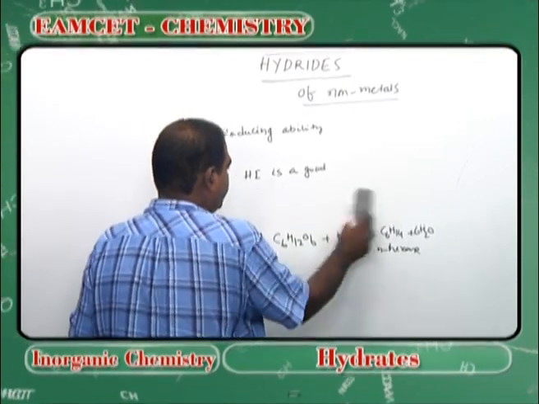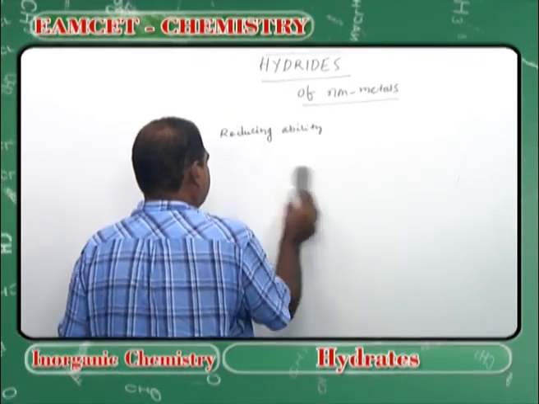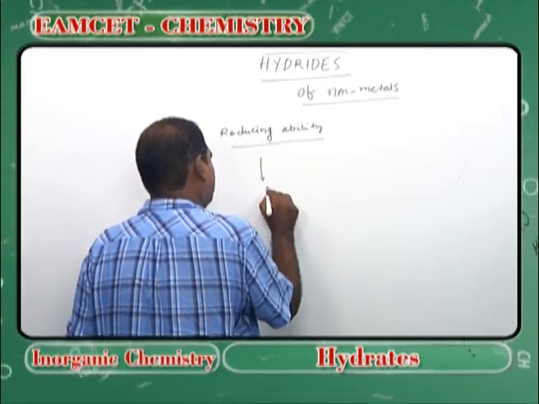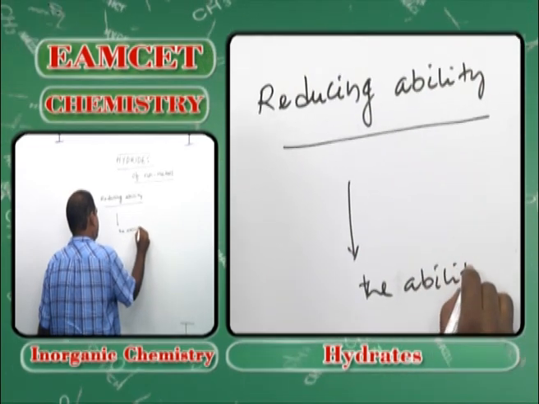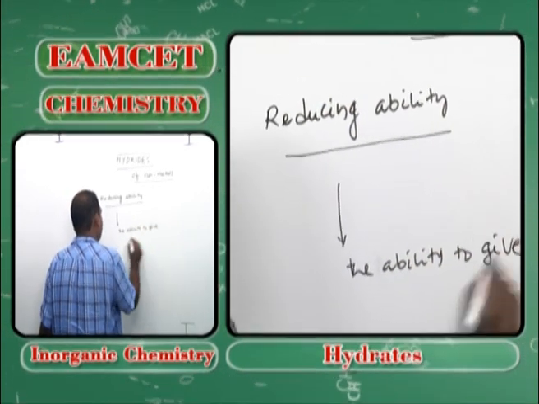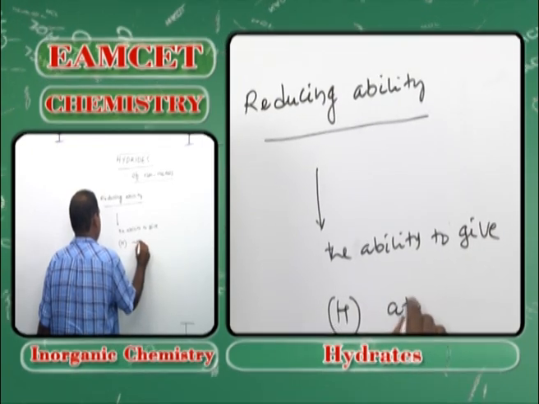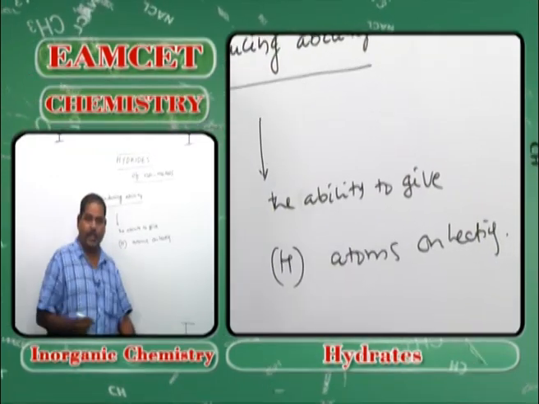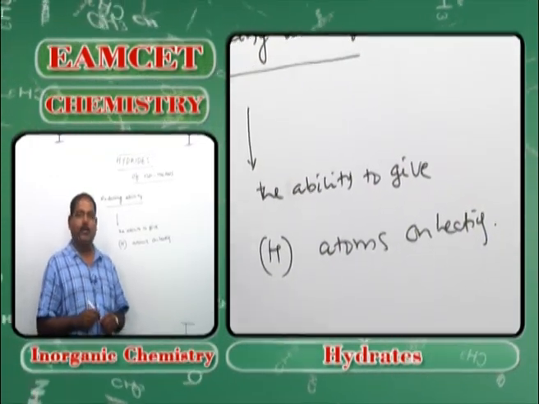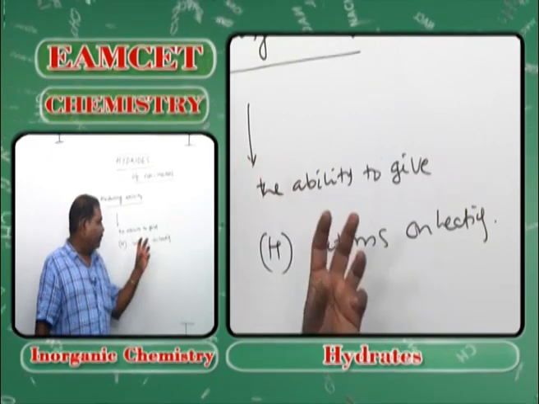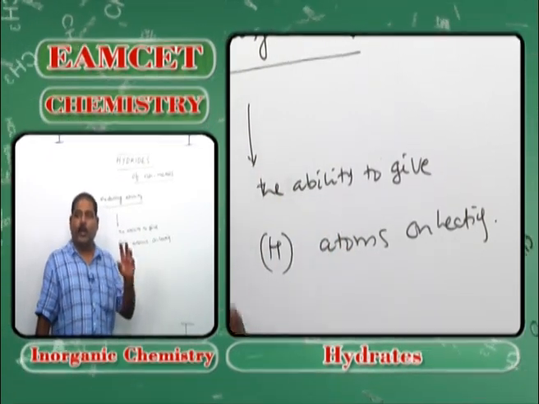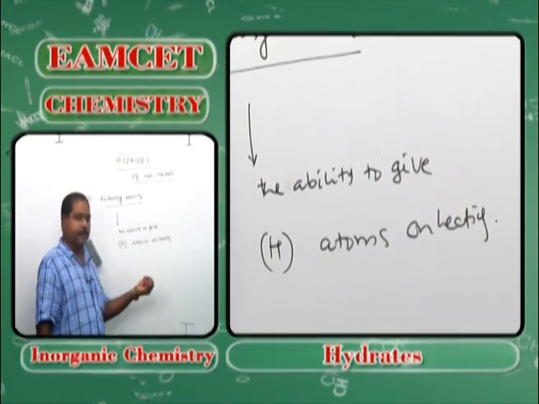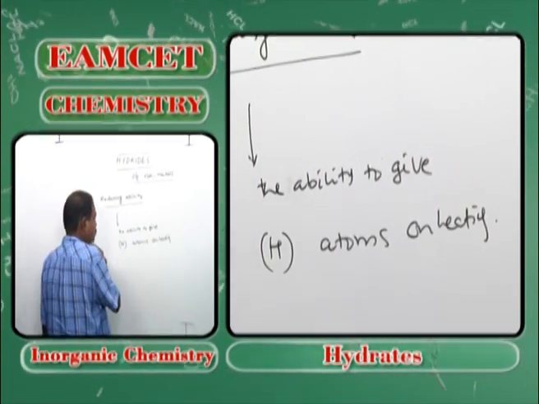So, HI is a good reducing agent. Why? The reason is that reducing ability means the ability to give hydrogen atoms on heating. Who do you consider a good reducing agent? A compound which on heating gives hydrogen atoms easily must be considered a good reducing agent. And what is the logic? Small atoms form stronger bonds.